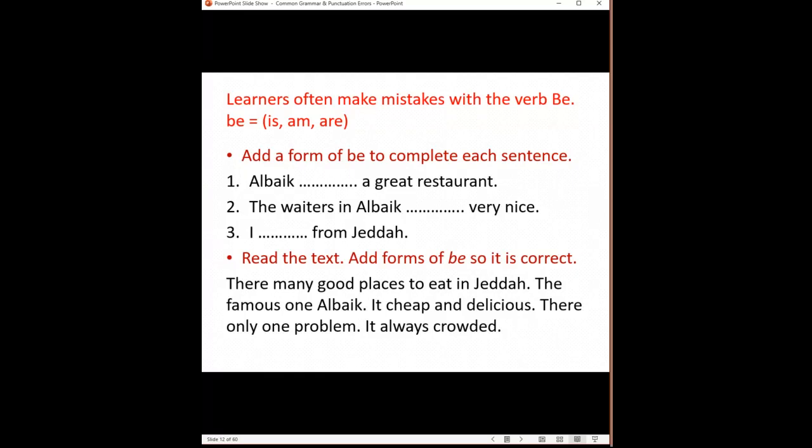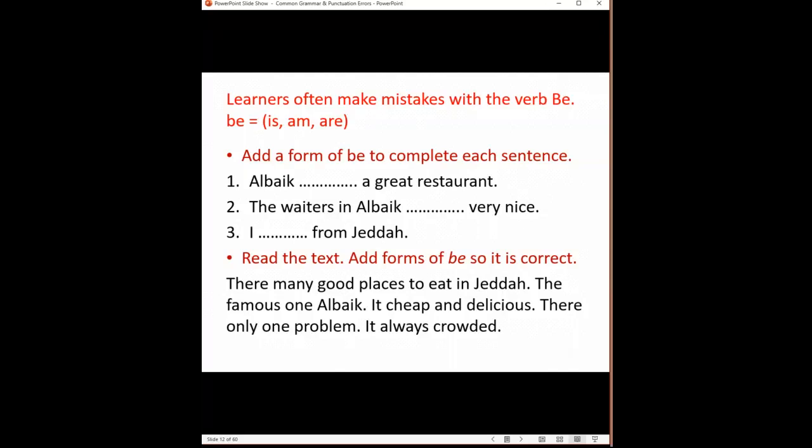Okay, great, Tulin. Yeah. Al Baik is a great restaurant. And the waiters in Al Baik are okay, and I, okay, I'm from Jeddah. Excellent.